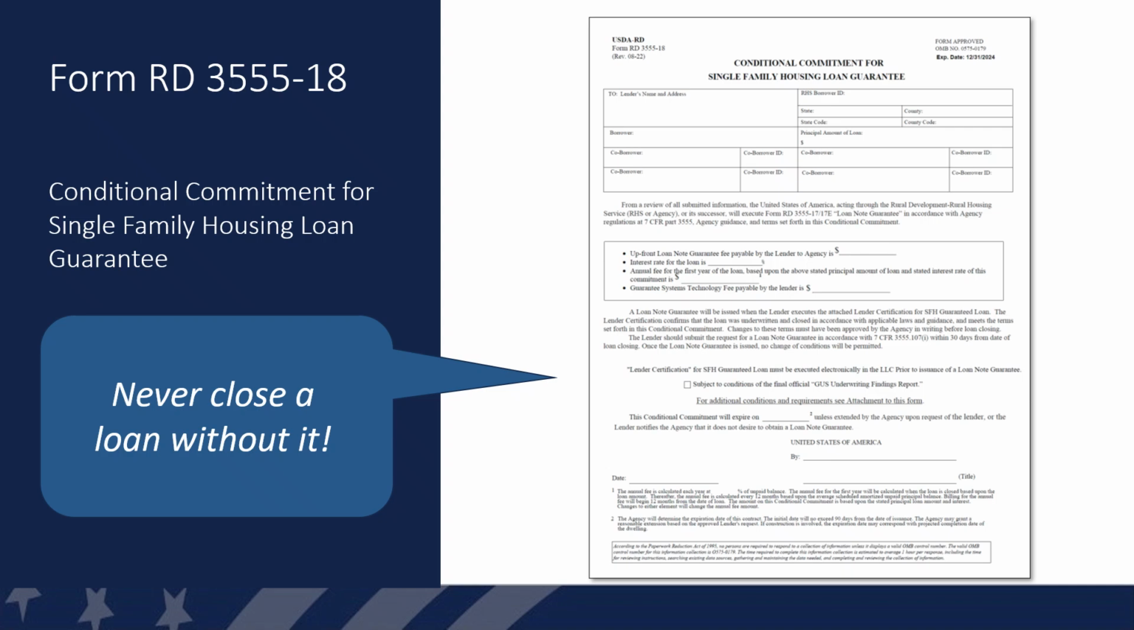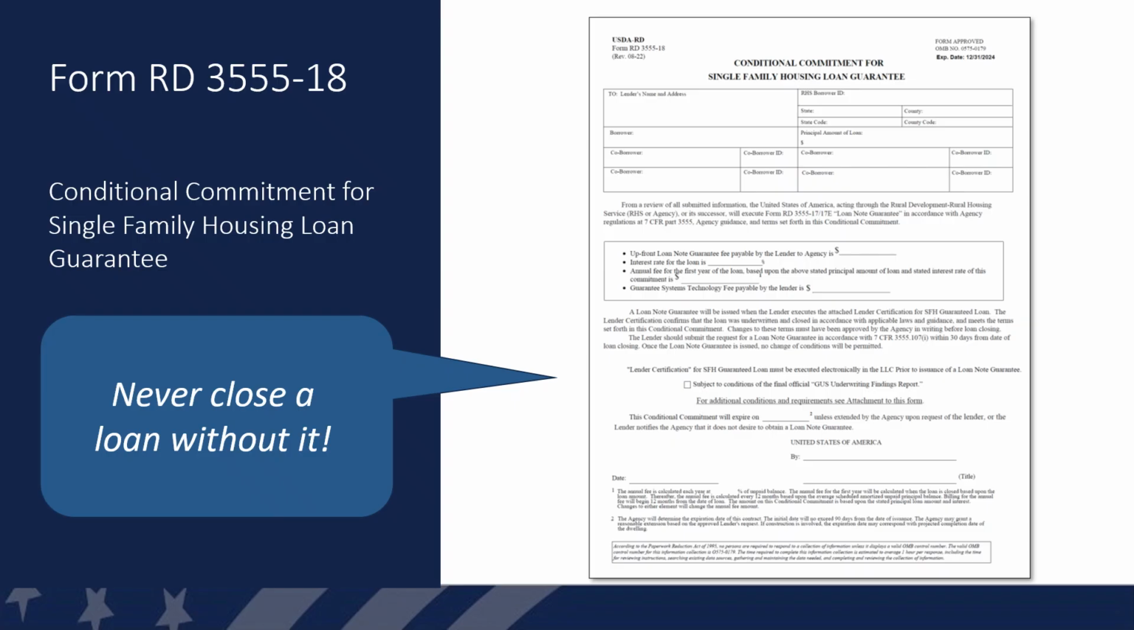If the agency concurs all program requirements have been met and agrees to guarantee the loan, Form RD 3555-18 with required conditions will be issued electronically to those identified on the GUS Credit Underwriting application page. Only those with an active GUS user role may be listed here. Those without an active GUS user role will not be able to open the link that is emailed when the conditional commitment is issued.